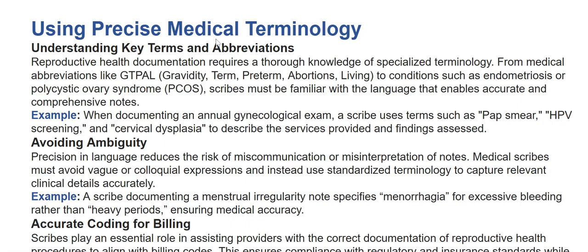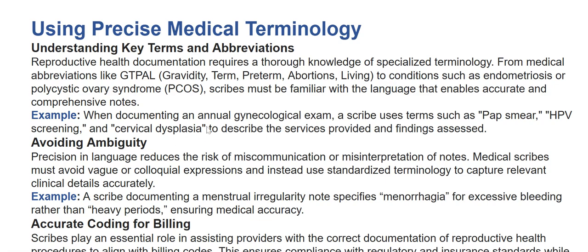Using precise medical terminology. Understanding key terms and abbreviations is important, as reproductive health documentation requires a thorough knowledge of specialized terminology, from medical abbreviations like GTPAL, the one we explained earlier, which is short for gravidity, term, preterm, abortions, and living, to conditions such as endometriosis or polycystic ovary syndrome, PCOS. Scribes must be familiar with the language that enables accurate and comprehensive notes.